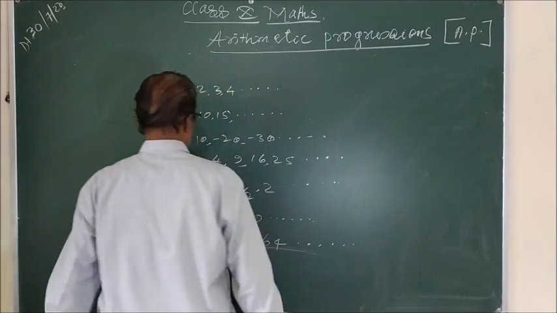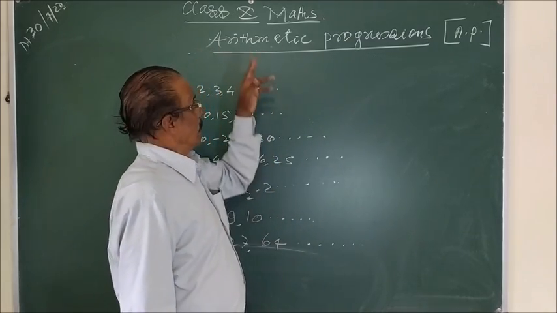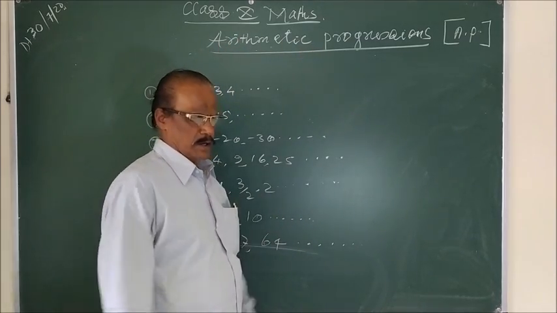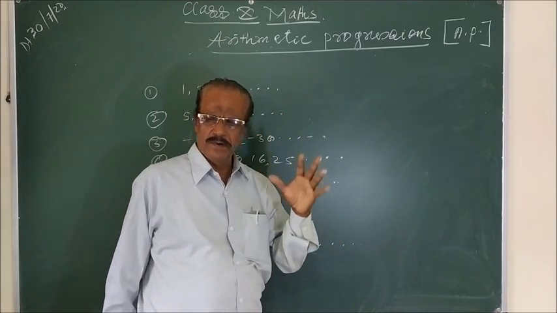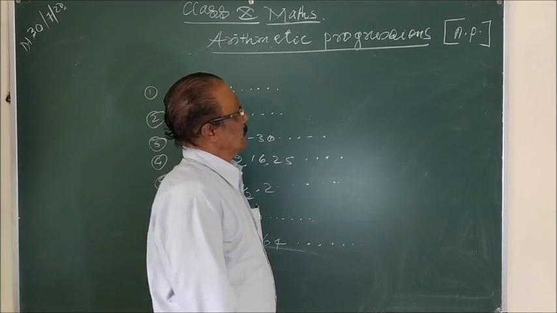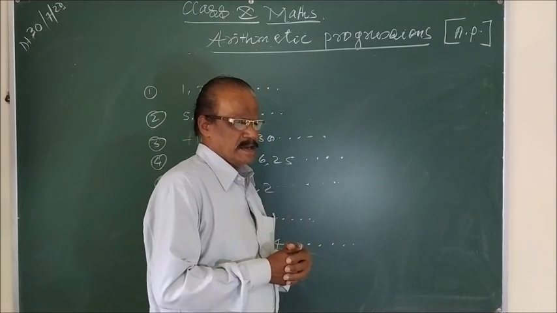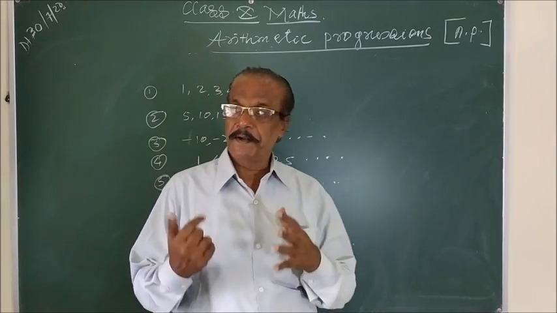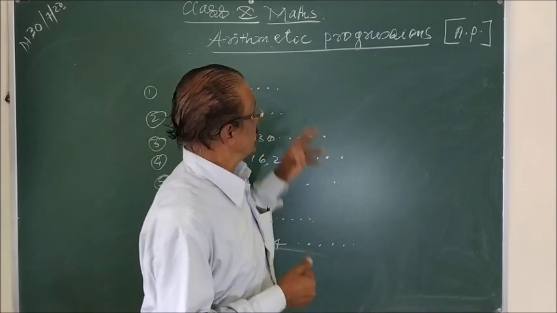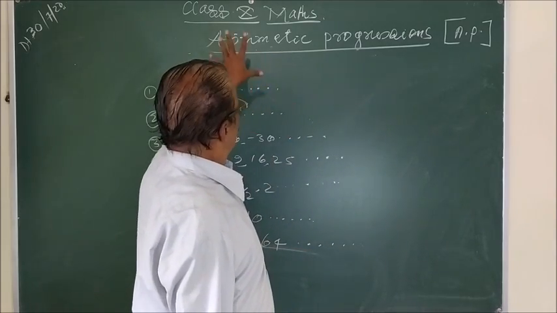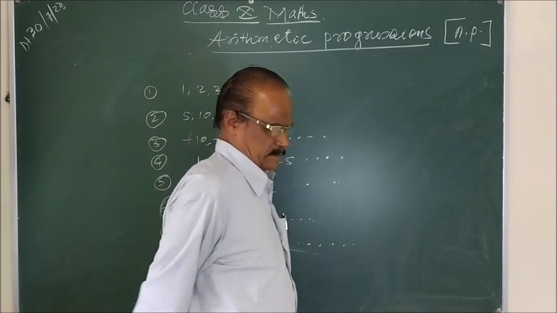Today we are in chapter 5, Arithmetic Progression. In short, we know this is known as AP. Number of progressions you will learn in higher class: AP, GP, geometric progression, HP, harmonic progressions. But now we will concentrate on this AP, arithmetic progression.